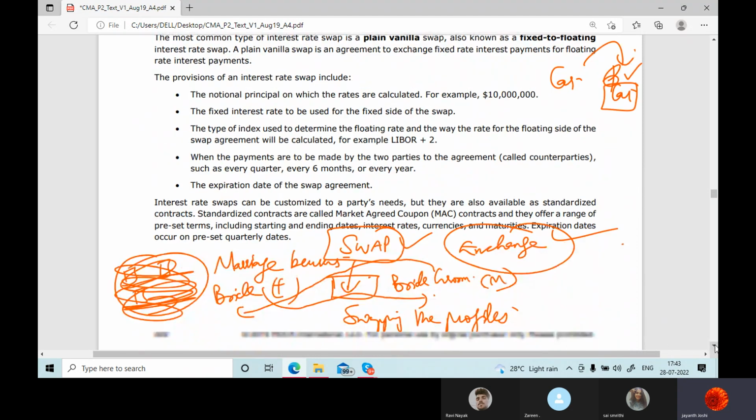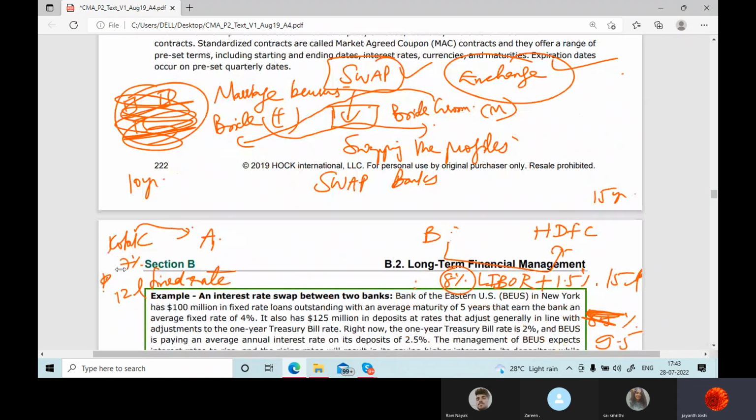The same problem is with Mr. A and Mr. B. They are not satisfied with the loan payments they are making to their respective banks. A is fed up with the fixed rate, B is fed up with the floating rate. A is worried, and B is also fed up and worried.